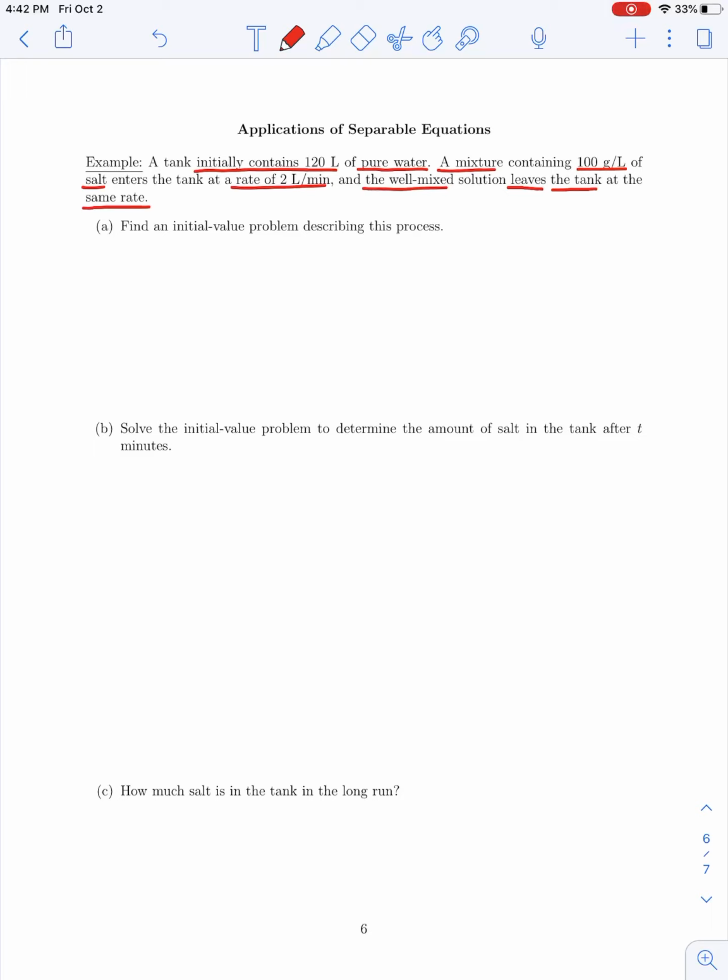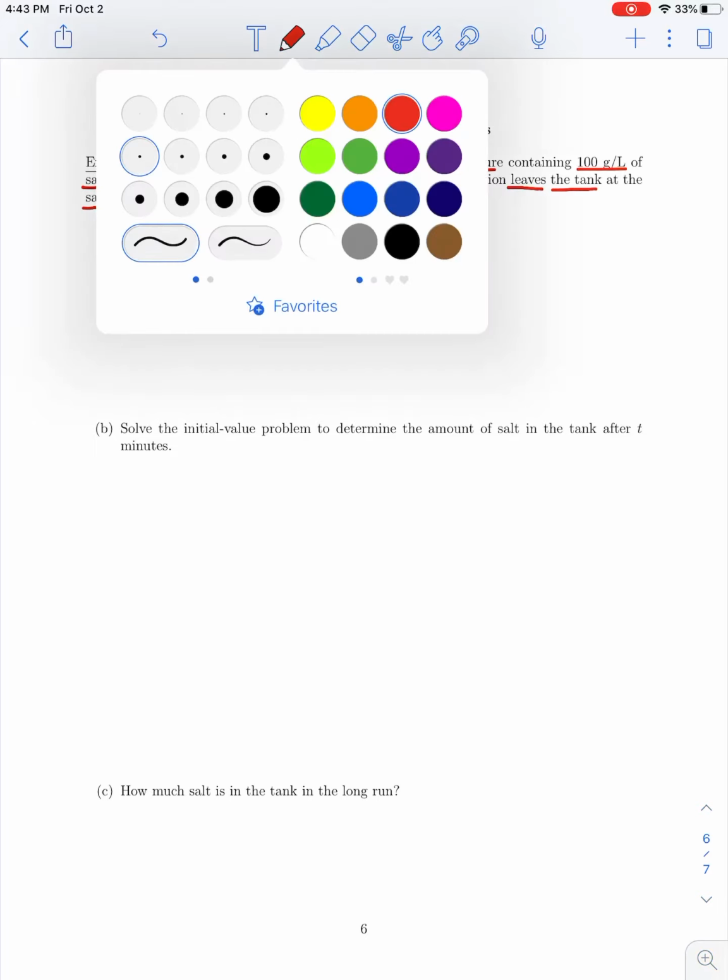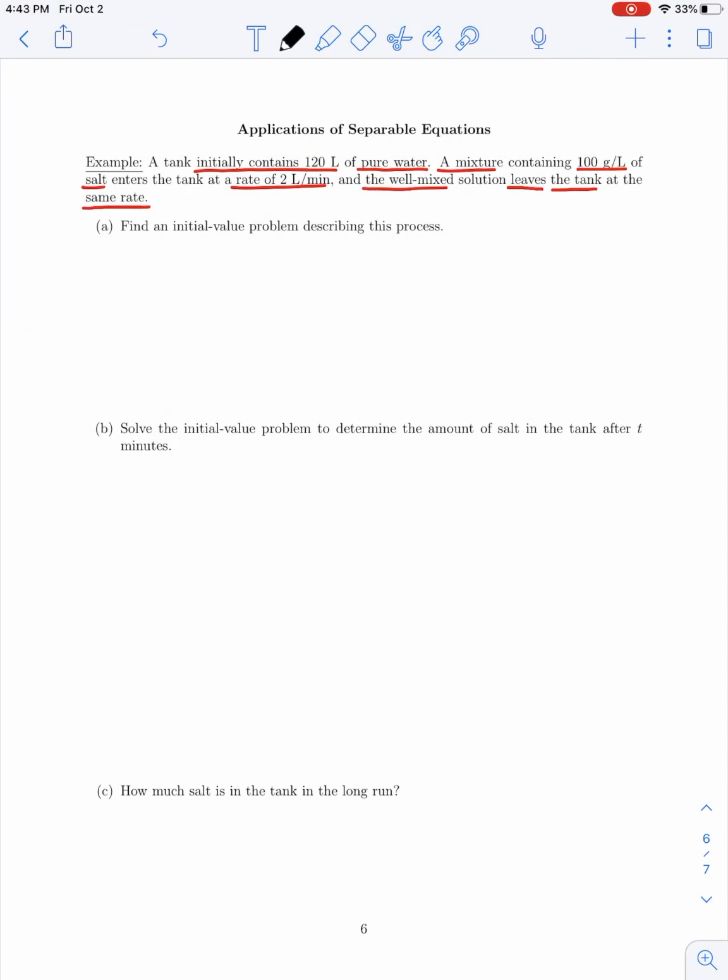So in part A of this problem, we are asked for an initial value problem which would describe this process. So we're supposed to set up a mathematical model describing this. So our first step in these sort of modeling problems is to introduce some notation. So for these problems, I usually ask myself, well, what is the quantity that I'm interested in? And in this case, I'm interested in the amount of salt in the tank after some amount of time has passed. So let me start by introducing notation for that quantity that I want.